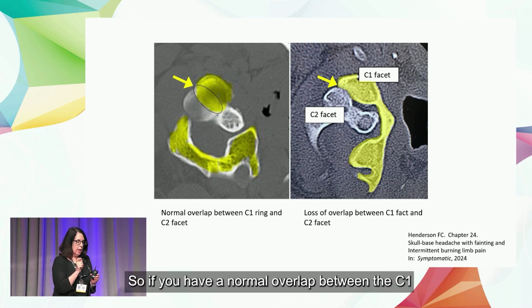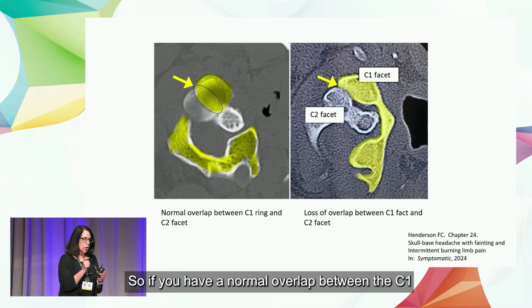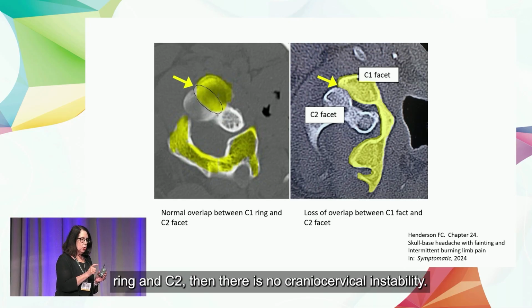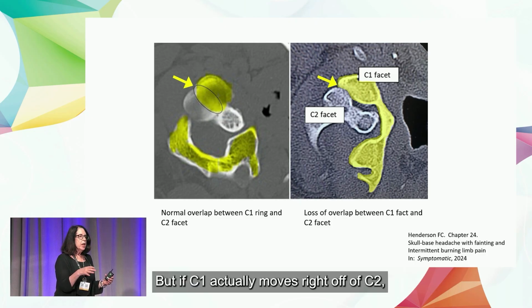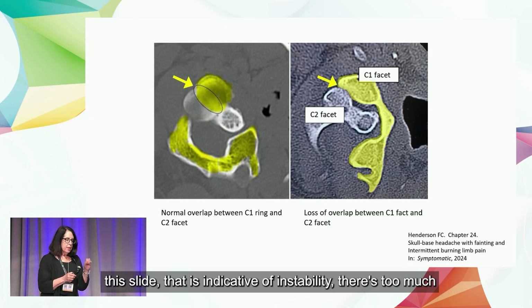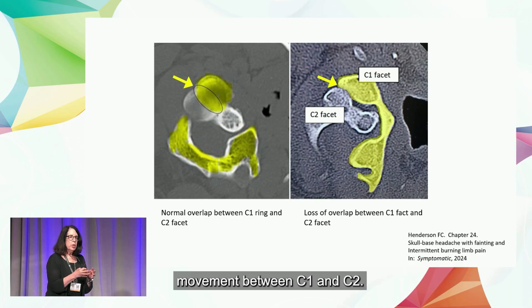So if you have a normal overlap between the C1 ring and C2, then there is no instability. But if C1 actually moves right off of C2, which is what's happening in the second figure on this slide, that is indicative of instability. There's too much movement between C1 and C2.